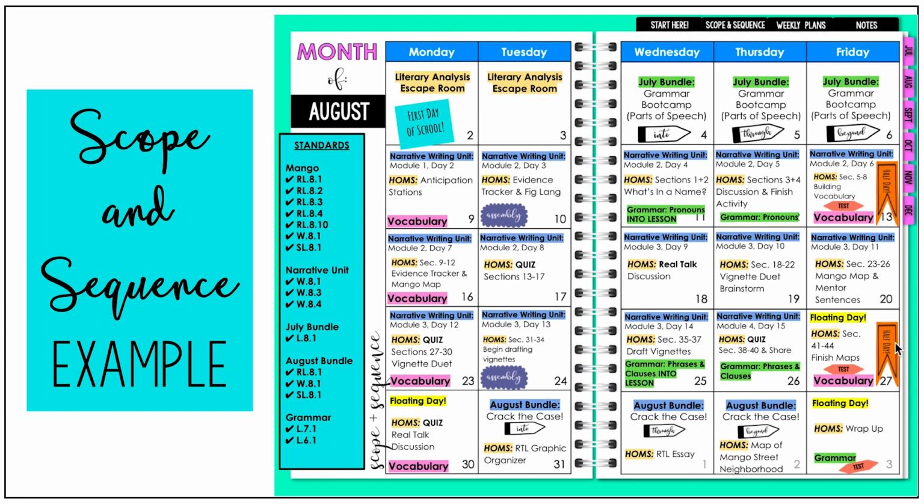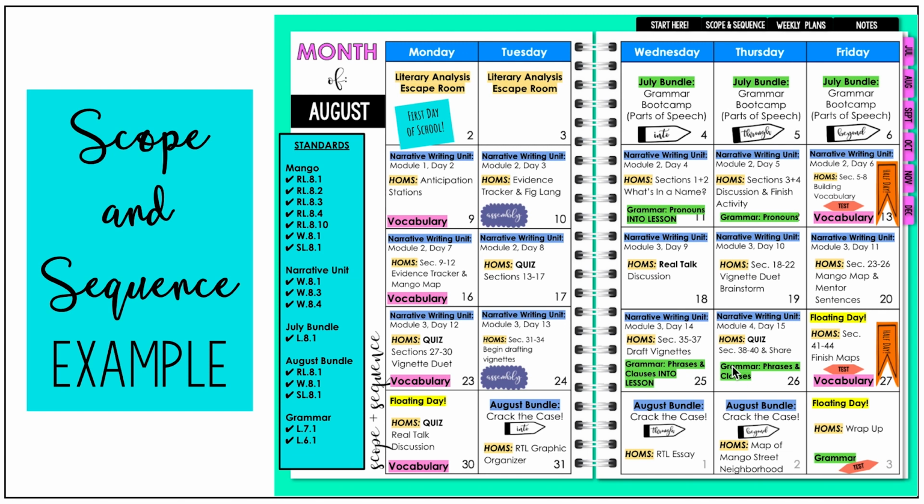That's when I teach vocabulary to my students. And then you'll also see that I've only included grammar on Wednesdays and Thursdays of every other week, with a grammar test at the end of the month, right? So you'll see grammar is what's in green.